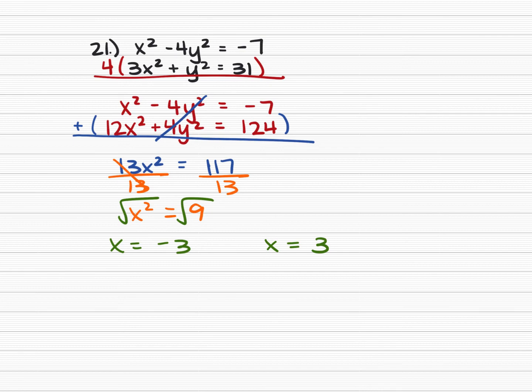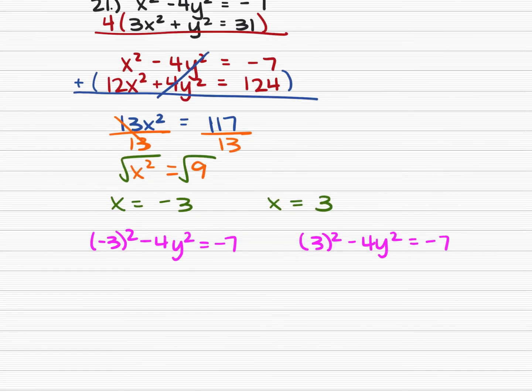From here, solve for y for both of these. I would use the top equation just because it's a little bit easier. You're working with smaller numbers, that's all. So if I do that, I'm going to have negative 3 squared minus 4y squared is equal to negative 7, as well as 3 squared minus 4y squared is equal to negative 7. From here, we are going to have 9 minus 4y squared is equal to negative 7.